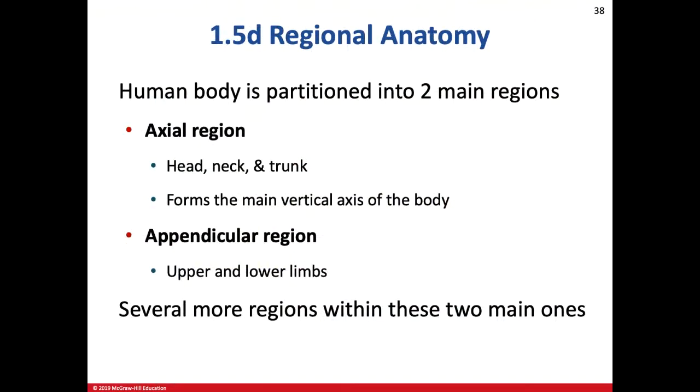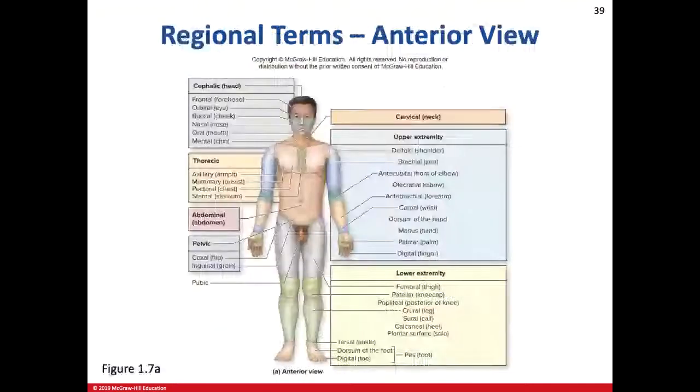Regional anatomy deals with the axial and the appendicular regions of the body. Axial region: head, neck, and trunk, which is the long axis of the body, and the appendicular: the arms and the legs, okay? And what you're looking at here is a map of the human body and the different regions. And all I can tell you is you need to know this map, all right? So I won't go through every single term, but I'll give you an example of why knowing this map is important.